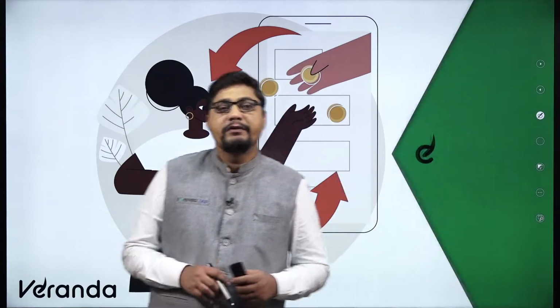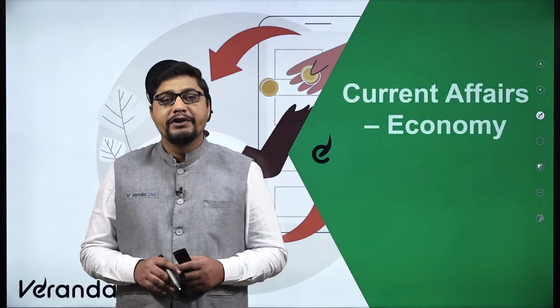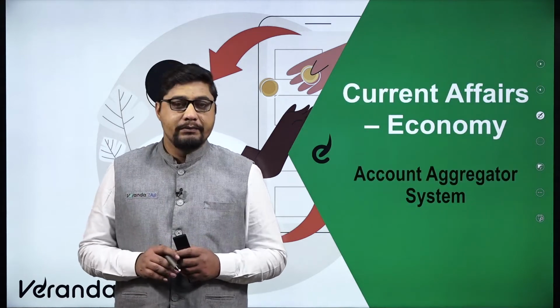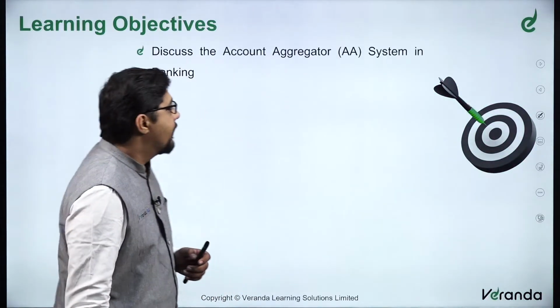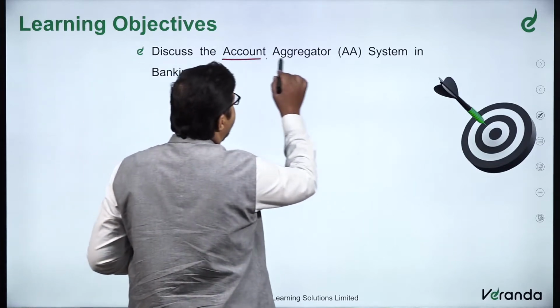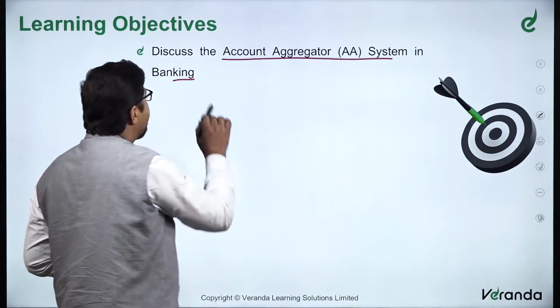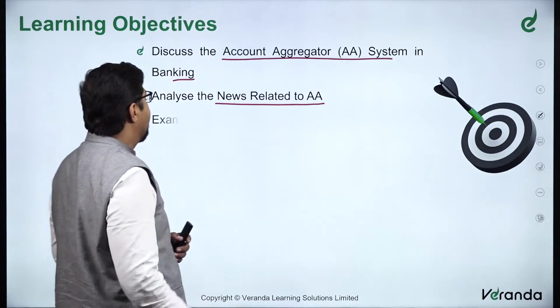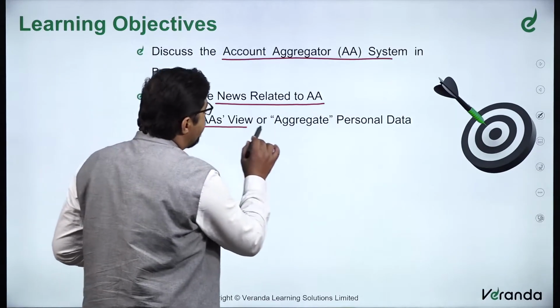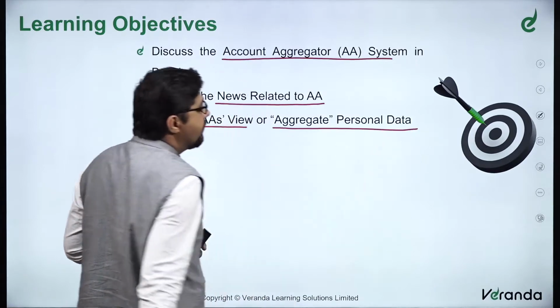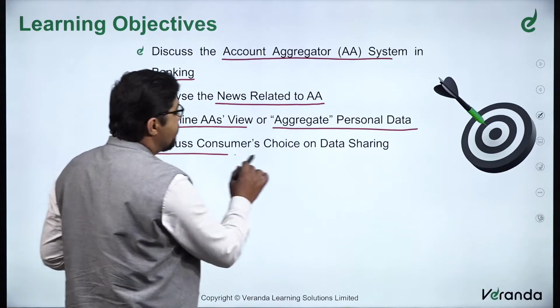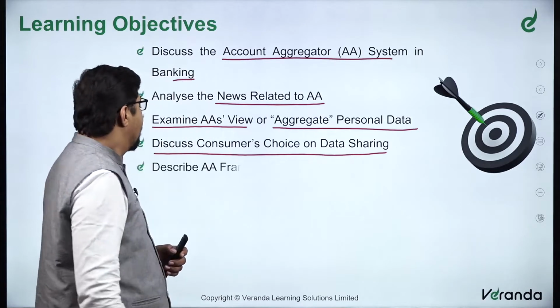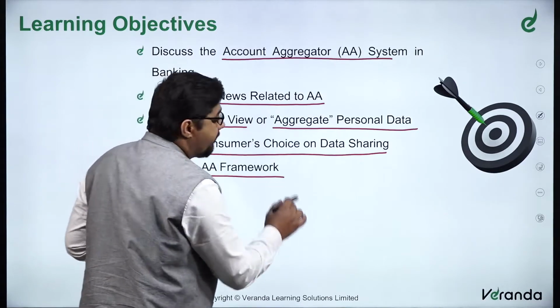From the current affairs of economy, in this session we are going to discuss the account aggregator system. The learning objectives of this session are to discuss the account aggregator system in banking, then analyze the news related to account aggregator, then examine account aggregator's view on aggregate personal data, then discuss consumer choice on data sharing. We will also describe the account aggregator framework.